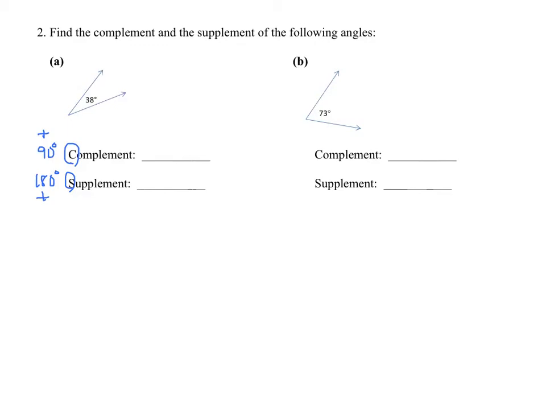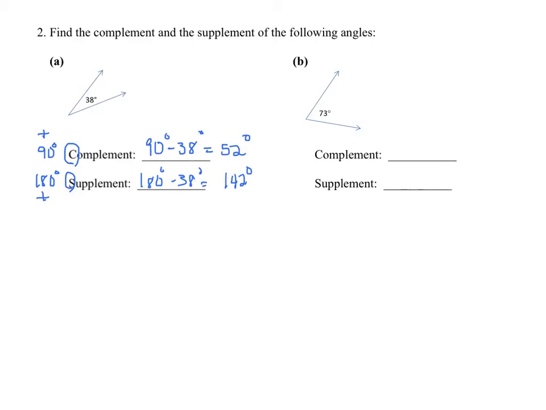So if this guy is 38 degrees, to get its complement, we're going to just subtract it from 90. Good? So that's going to be 52 degrees will be the complement. And for the supplement, I'm just going to subtract 38 from 180. I'll put little degree symbols in here, and I'll get 142 degrees. Perfect? Good. Let's do the next one.